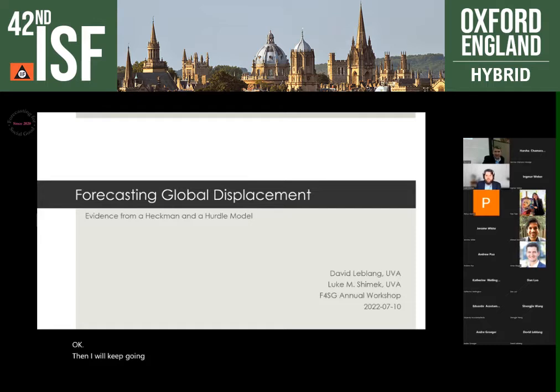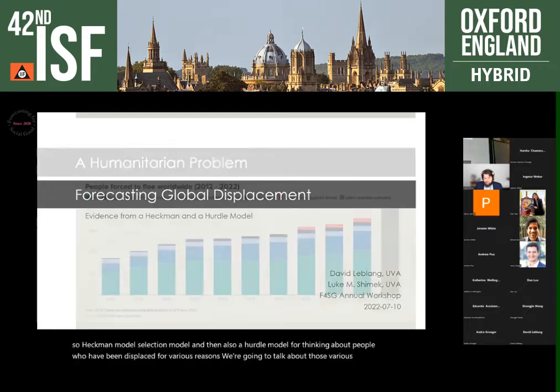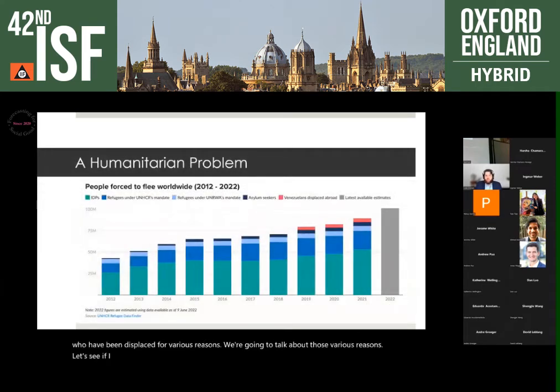So David and I are both at the University of Virginia, and we're looking at forecasting global displacement, and we're looking at two very related models. So a Heckman selection model, and then also a hurdle model for thinking about people who have been displaced for various reasons. We're going to talk about those various reasons.